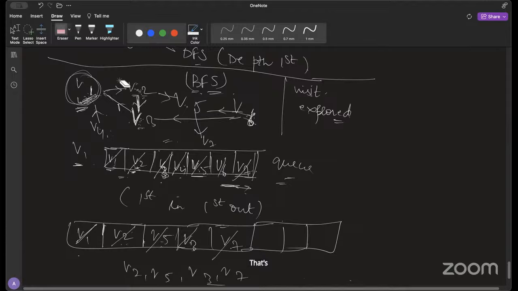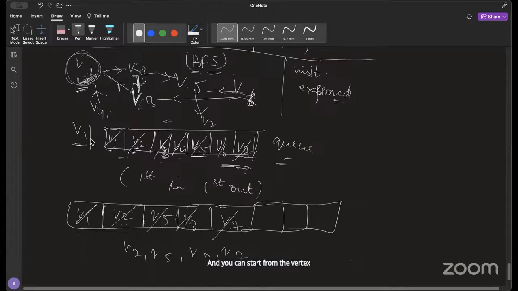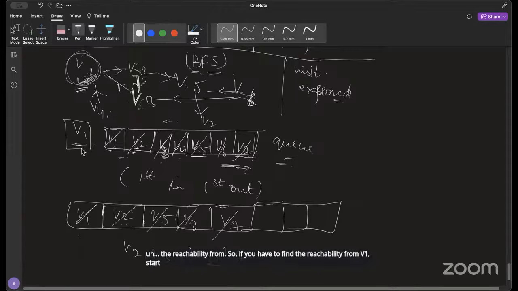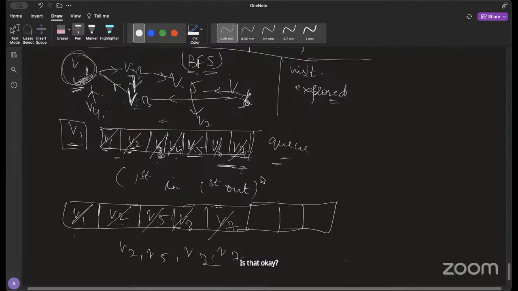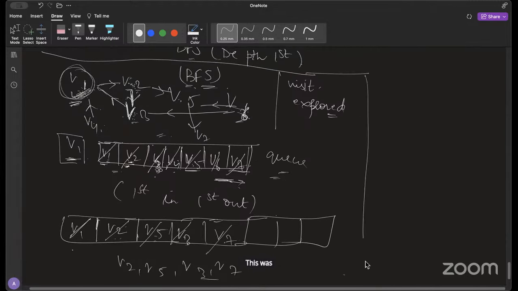That's your breadth first search. And you can start from the vertex that you need to find the reachability from. So if you have to find the reachability from V1, start with V1. If you want to find the reachability from V6, start with V6. Is that okay? Yes, ma'am. This was just the idea for how you do the breadth first search.